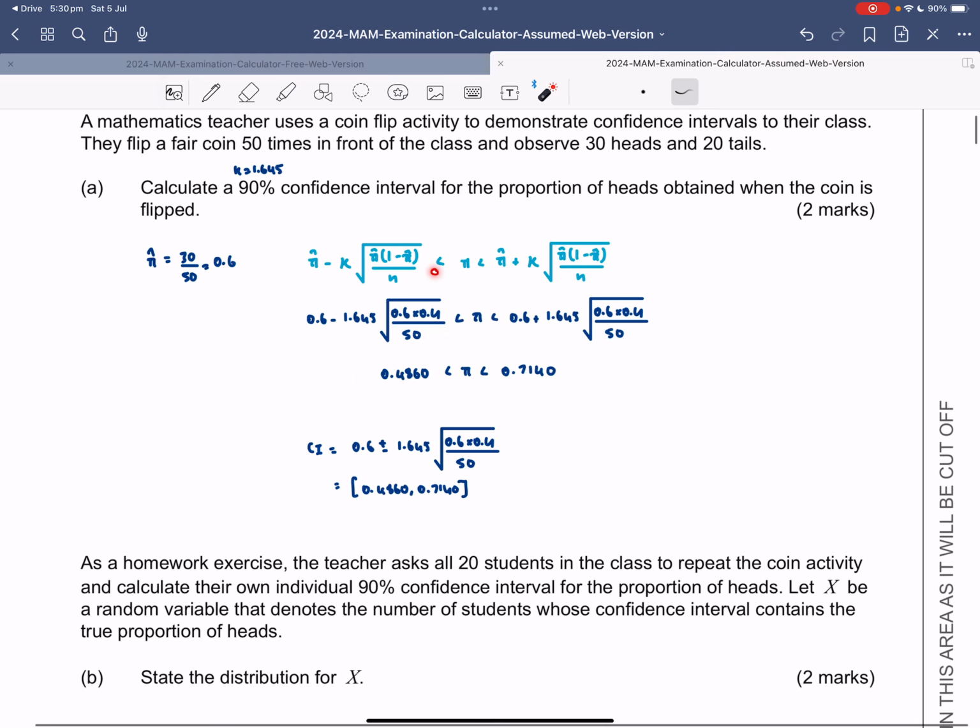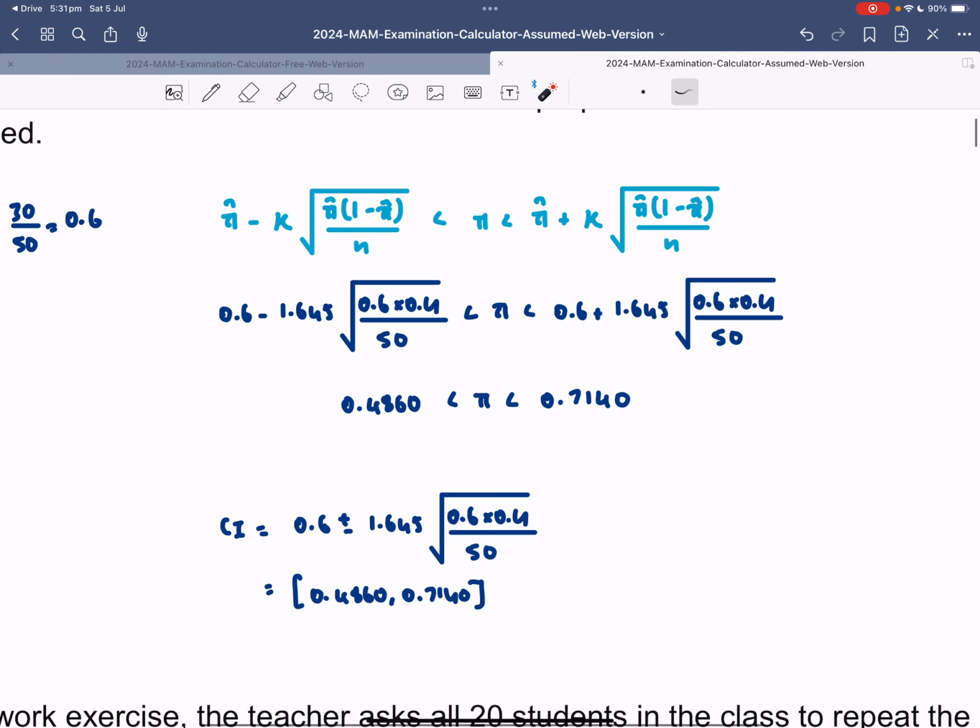Now, whether you write less than or equal to, it makes no difference. Yeah, it really makes no difference. You could have put equals to here if you wanted to. It's a CRV, so it makes no real difference.